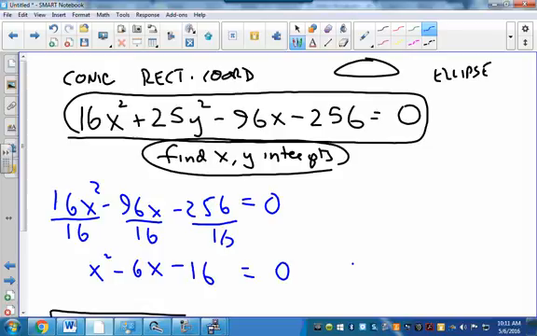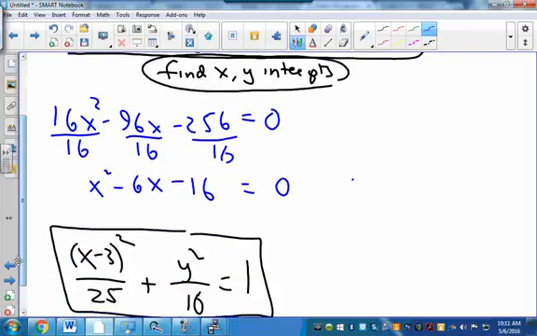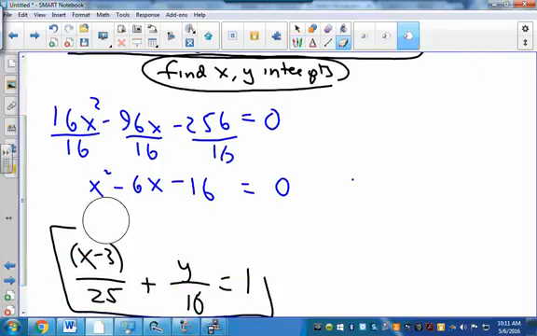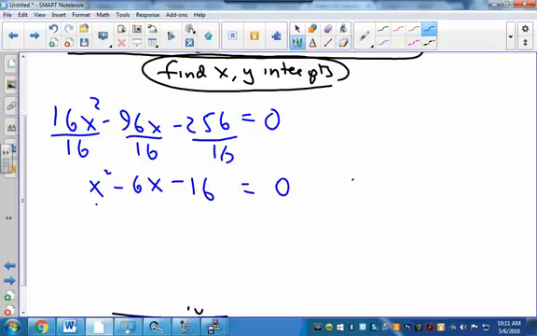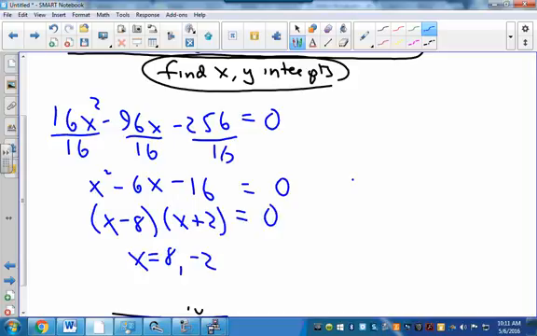Okay, and then that factors fairly nicely. I think the factors of 16 are what, 2 and 8? Yeah. So you could break that up as x minus 8, x plus 2 is 0, so x is 8 or negative 2. So you can get those x-intercepts pretty quickly.